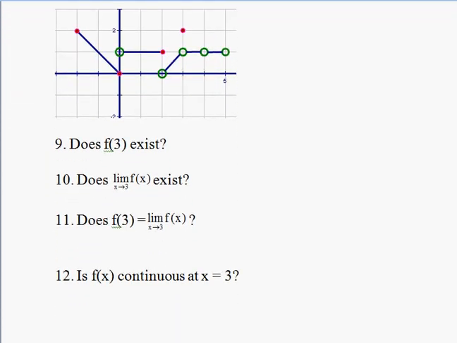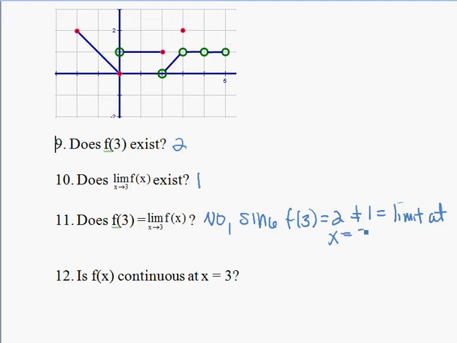Here's another example. We're looking at x equals 3. X equals 3 is right here. Does it have a function value? Yep, it's 2. Does it have a limit value? Well, the left-hand limit's going towards 1. The right-hand limit's also going towards 1, so it's 1. Does the function value equal the limit? No, since f of 3 equals 2, which is not equal to 1, which equals the limit at x equals 3. Therefore, is it continuous?